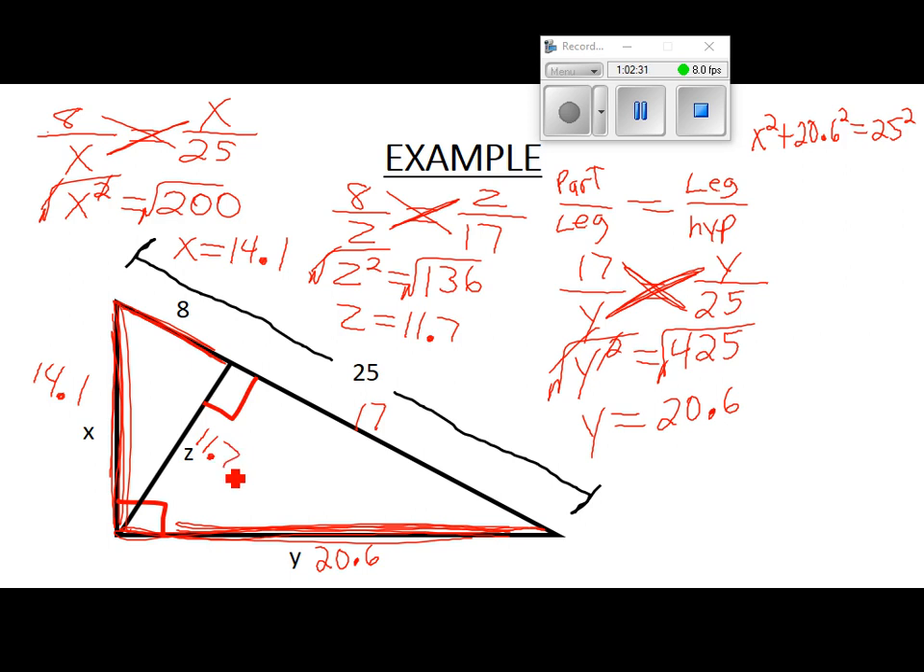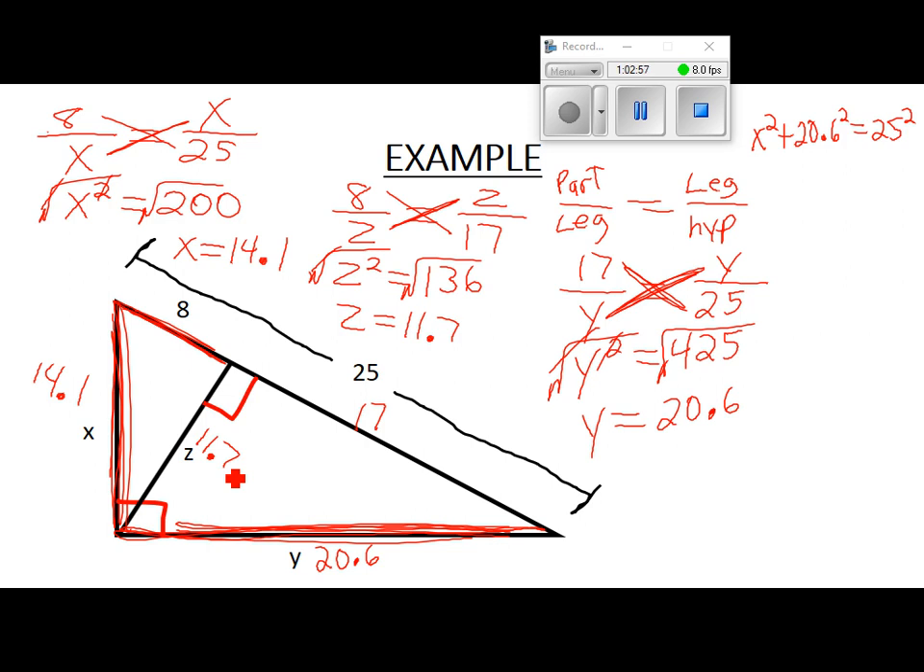Now let's go back and make sure all our answers make sense. How long was the hypotenuse in this? 25. So if it's 25, what should be true about all three of these lengths that we just found? It should be smaller than 25. Are all of them smaller than 25? And then another thing that we could check is in our triangles, any two sides should add up to be more than the third side.